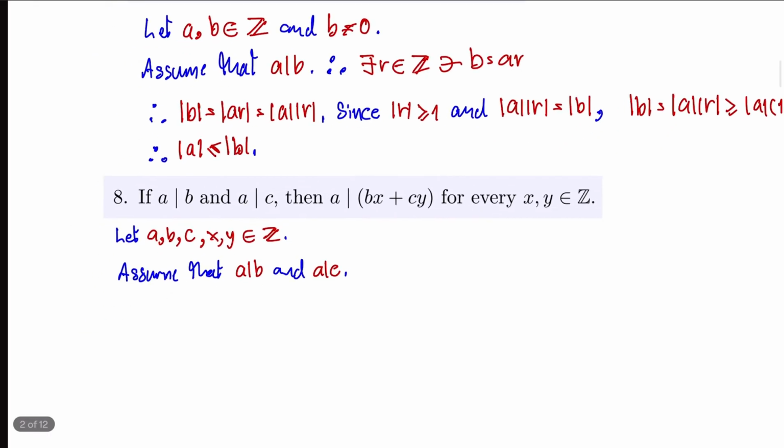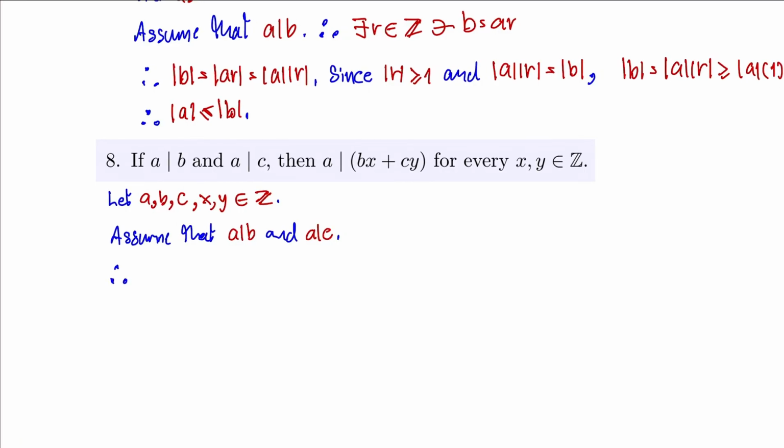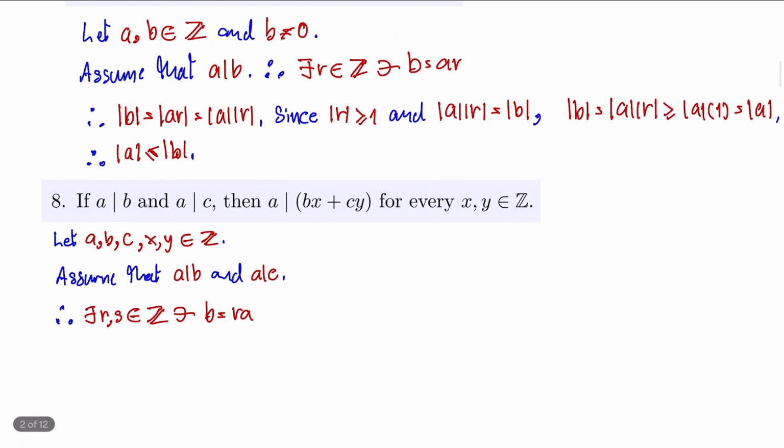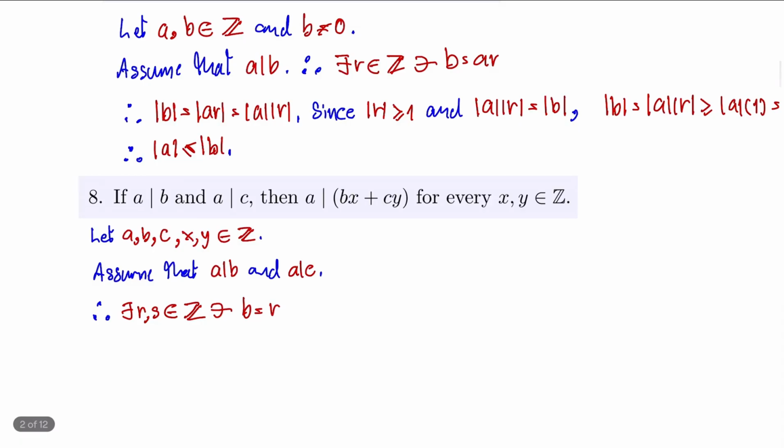So what do we have right here? Let's use r and s, which are integers, such that b equal to ar. Let's use ar. And what happened to c? C equal to as. Now let's write bx and cy.